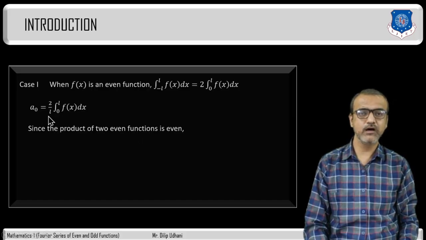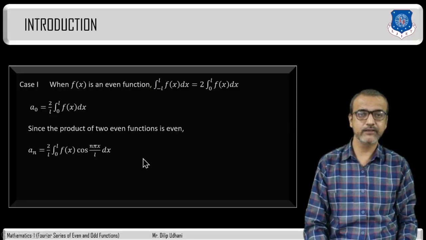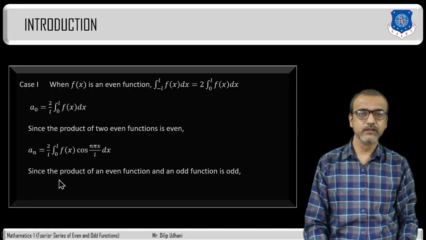Since the product of two even functions is an even function, now you know the formula of an, that is 1 upon L integration from minus L to L f of x cos n pi x by L dx, right? Now here we are considering f of x is an even function and cos is also an even function. So even into even, the result is an even function. So an will become 2 by L integration from 0 to L f of x cos n pi x by L dx.